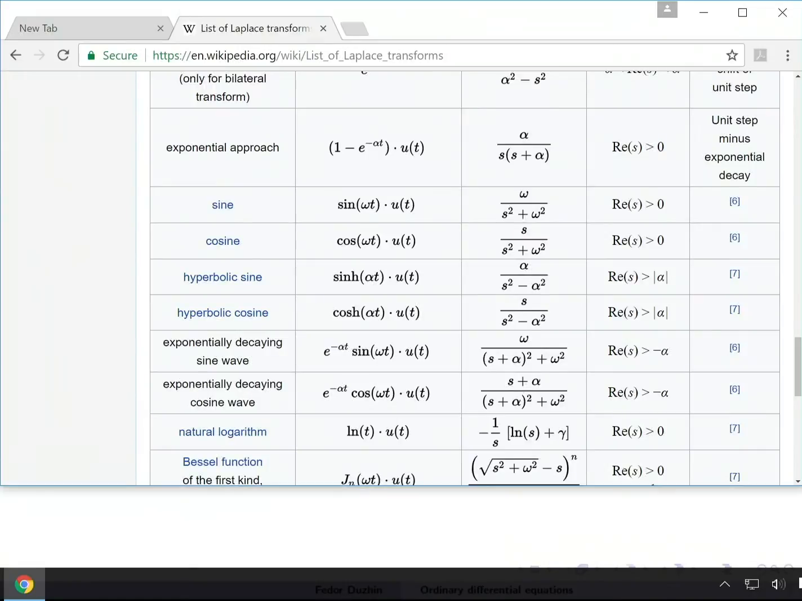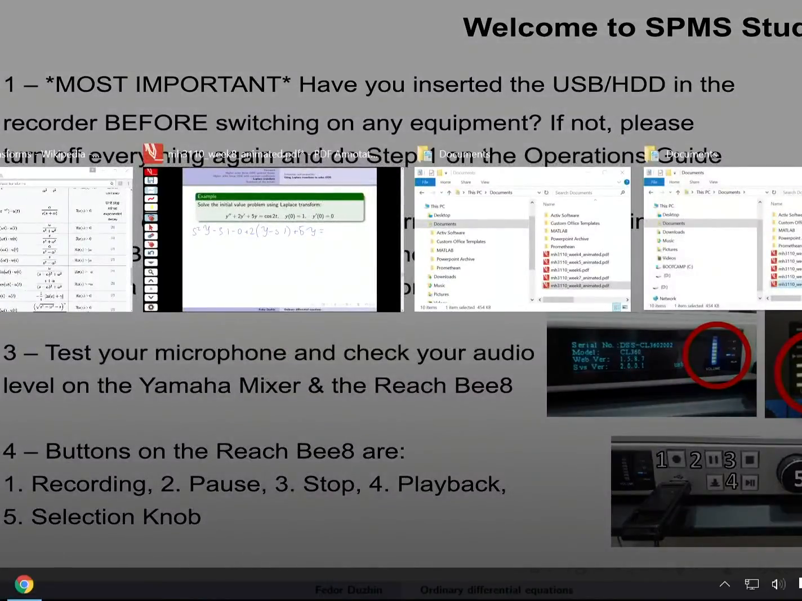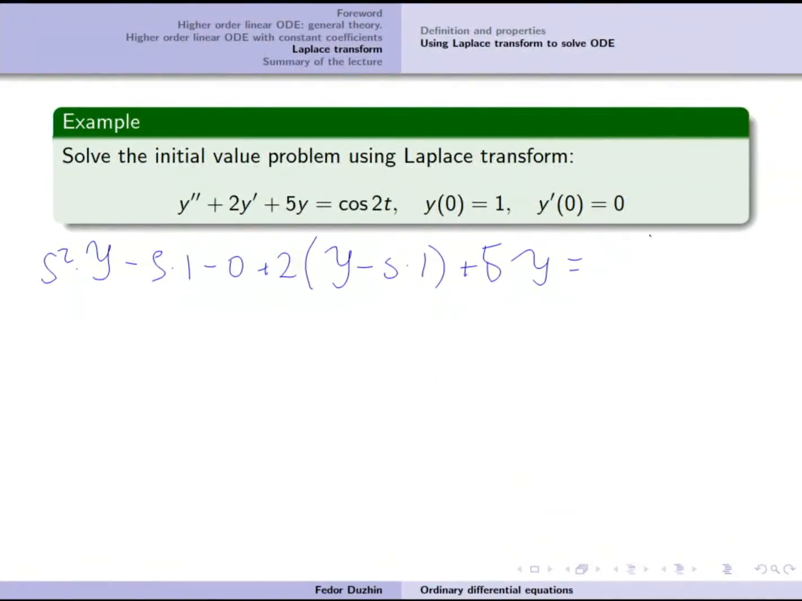In this table, u(t), just ignore it. Pretend that it is not there. So the Laplace transform of the cosine function is going to be s over s squared plus omega squared, where omega is the frequency. And in our case, it is cosine of 2t, which means we are going to have s over s squared plus 2 squared, which is s over s squared plus 4. So this is the Laplace transform of cosine of 2t.